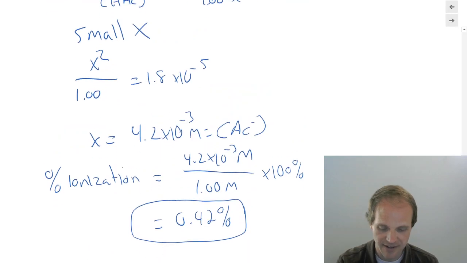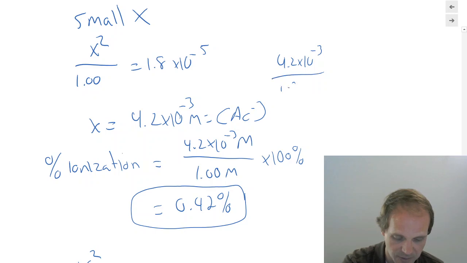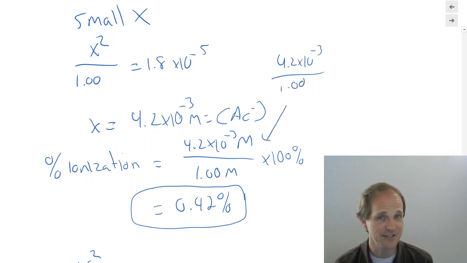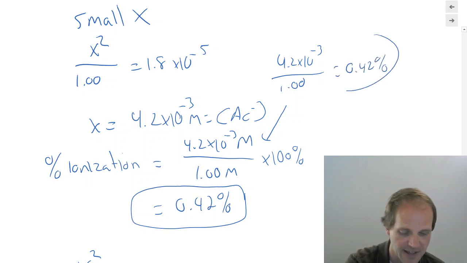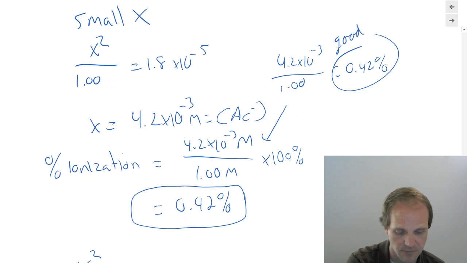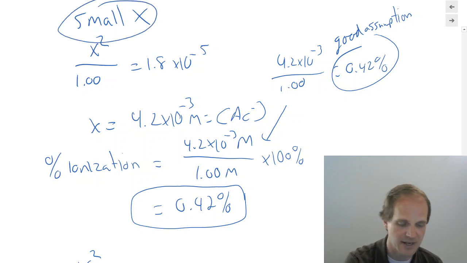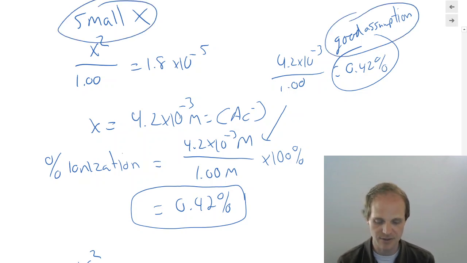Let's check it. Okay, x is 4.2 times 10 to the minus third. We're going to compare that to 1. 4.2 times 10 to the minus third compared to 1.00. Hey, look, that looks an awful lot like our answer for percent ionization. So that is 0.42%. That is good. We're less than 5%. So good assumption. Always good to write that down. Write down that you assumed small x. Write down that you checked it. Good assumption. Those are required things in your solutions.